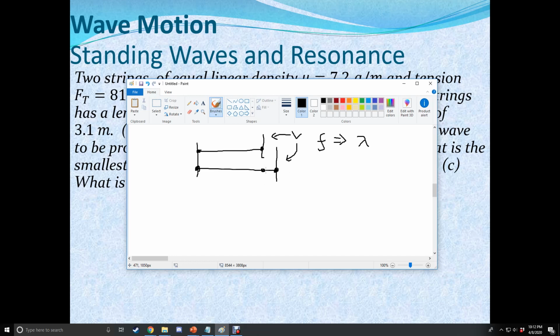And then from here, I could say that within this difference in the length, I can fit half a wave like that, because that's a node and another node. I can fit a full wave like that, or something like that. So basically, I can fit half a wave, I can fit a full wave, or just an integer number of half waves.